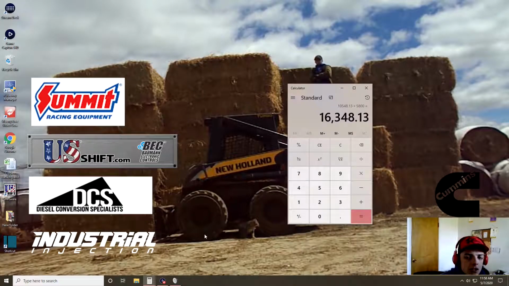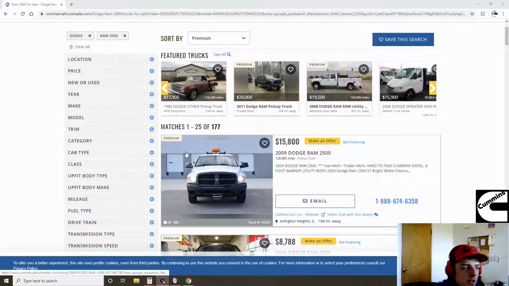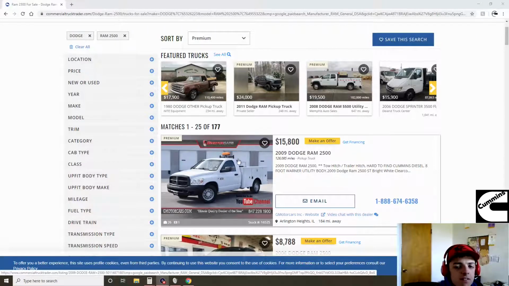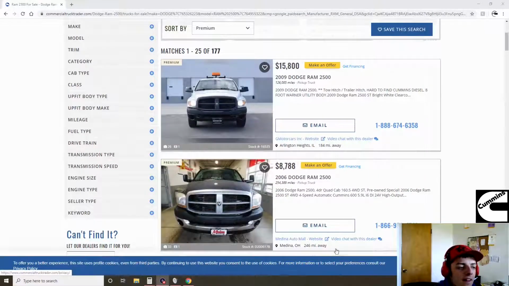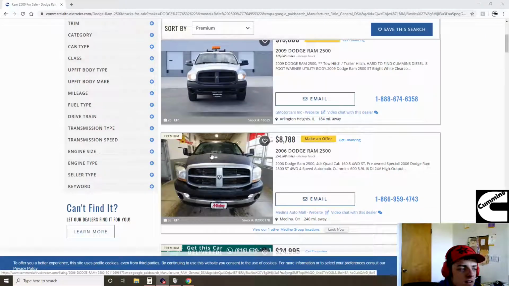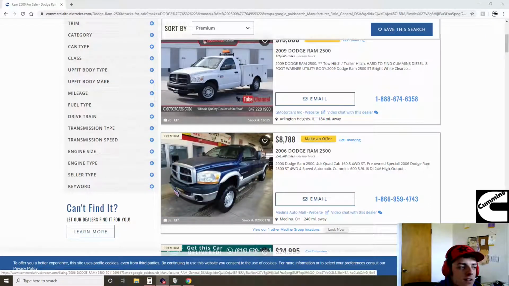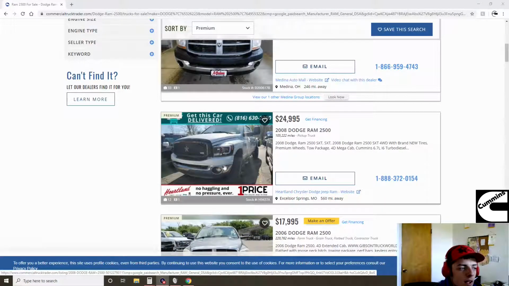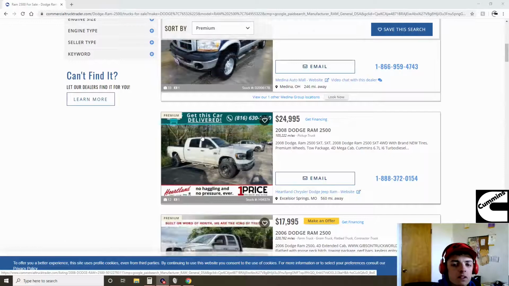I will be right back. I'm actually going to look up a Dodge Ram price right now. Okay, so looking at the prices here, for a 2009, it is around $15,800. And I don't think, this is a 5.9, that is around $8,700. And then this one is for $24,000.